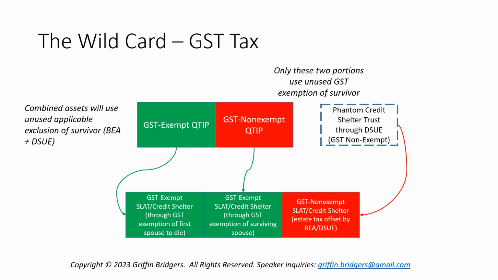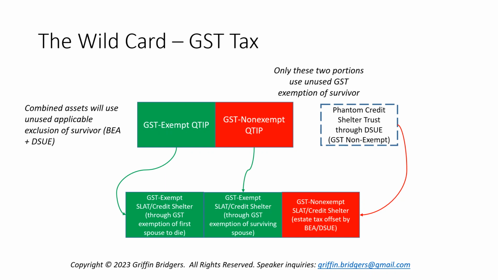It could have a GST exempt portion and a GST non-exempt portion. For the GST exempt portion, the reverse QTIP election will have been made. And the idea is that the GST non-exempt would be the portion that exceeds the GST exemption of the first spouse to die. Now, from an estate tax perspective, the combined assets of the QTIP trust and the surviving spouse's assets will use the surviving spouse's applicable exclusion, which will be their basic exclusion plus the DSUE.